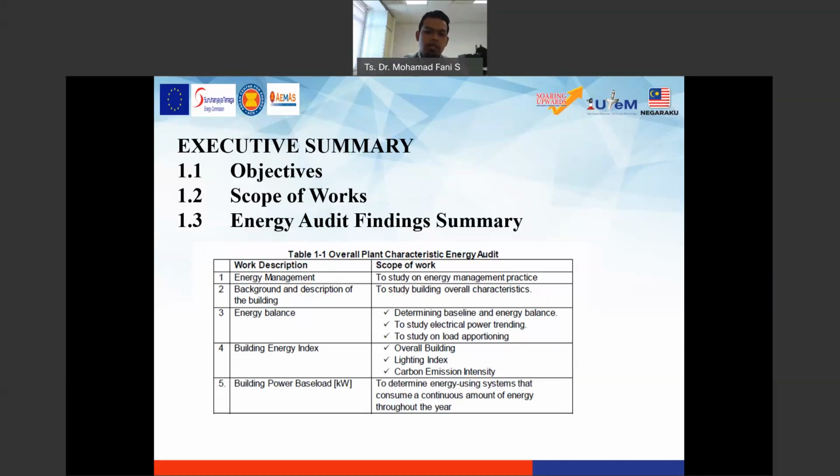Under the scope of work, we can see the scope for the energy audit work description here, table 1. Maybe this one is the suggestion for the table. Because this is the executive summary, there is no need to explain in detail, but put some tables to describe the basic work description and the scope of work under the energy audit. The overall plan characteristic for the energy audit starts from the energy management. The scope of work for the energy management is to study energy management practice, what kind of energy practice has been done by the consumer inside their buildings, in the factory, etc. So this one is the flow for the work description.